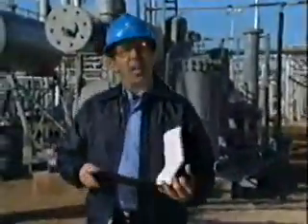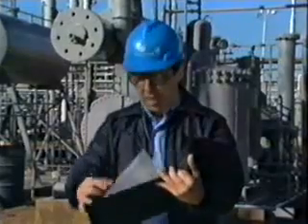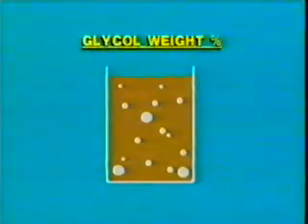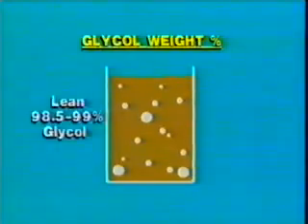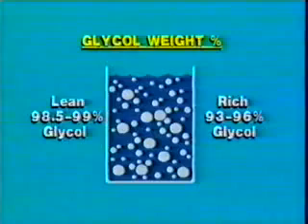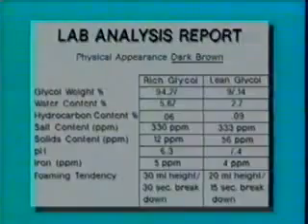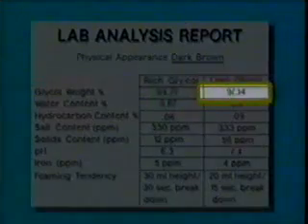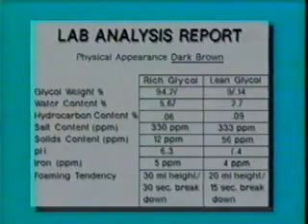Let's look at a lab analysis from a typical glycol dehydration unit and see how efficiently we're operating. The glycol weight percentage refers to the amount of glycol in the glycol solution, also known as glycol purity. Lean glycol should contain about 98.5 to 99.9% glycol. Rich glycol content varies from about 93 to 96% glycol. Well, looks like our rich glycol sample is in the acceptable range, but the lean glycol is outside the acceptable range. This means there may need to be some adjustments made.